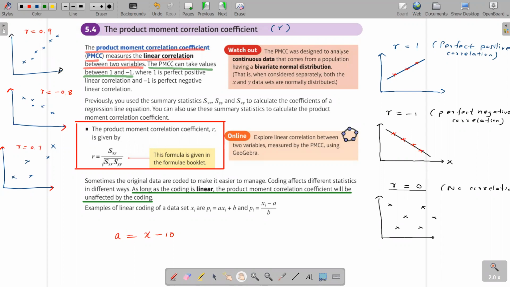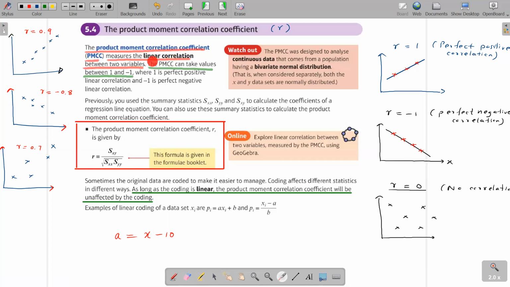All right, so now we'll move on to the very last part of our lesson. That's about the product moment correlation coefficient. If you recall, we discussed the product moment correlation coefficient at the beginning of the chapter as well, right? So what is correlation? Correlation measures the linear relationship, or we can say how well the two variables are explaining each other. The product moment correlation coefficient, or PMCC, measures the linear correlation.